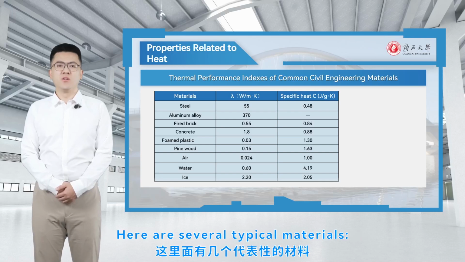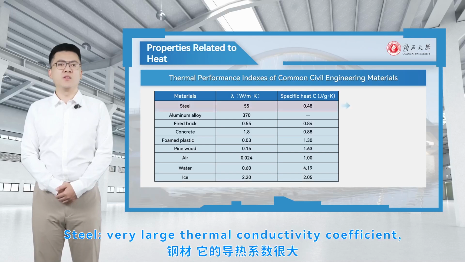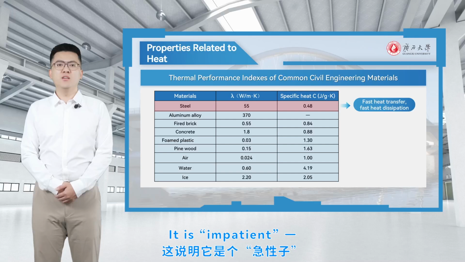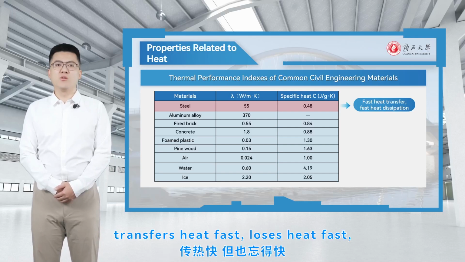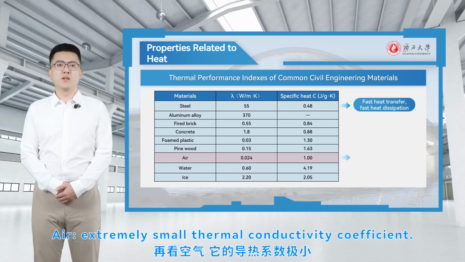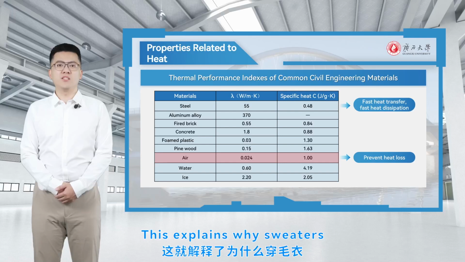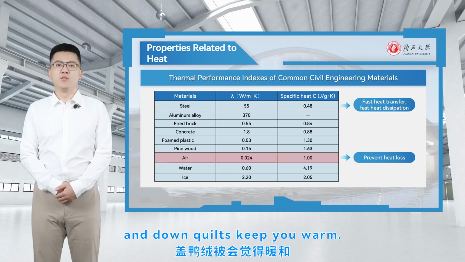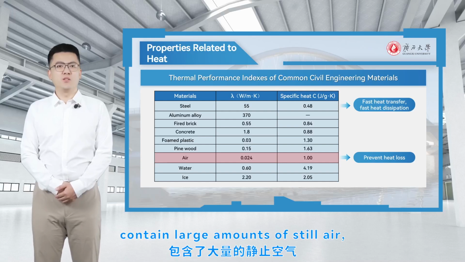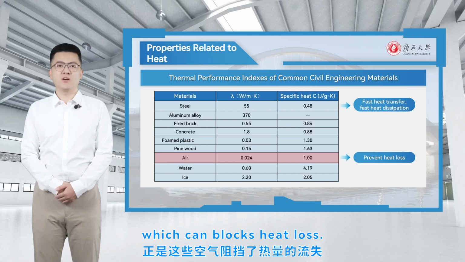Here are several typical materials. Steel, very large thermal conductivity coefficient, very small specific heat capacity. It is impatient, transfers heat fast, loses heat fast, and cannot store heat. Air, extremely small thermal conductivity coefficient. This explains why sweaters and down quilts keep you warm. These porous materials contain large amounts of still air, which can block heat loss.